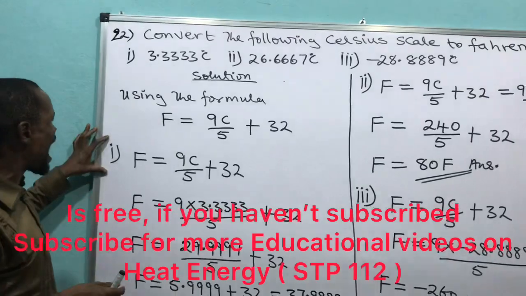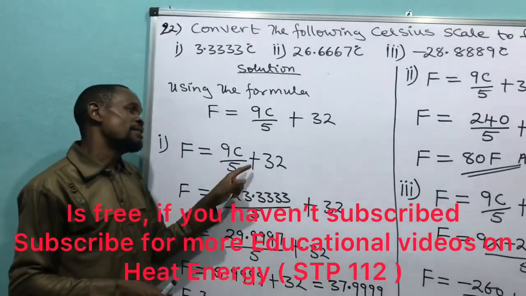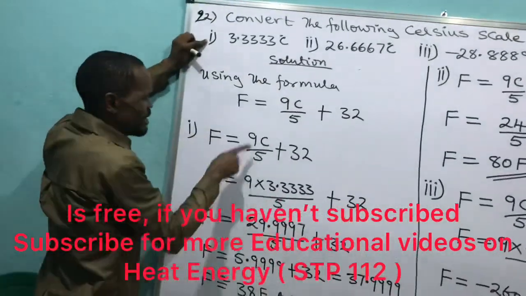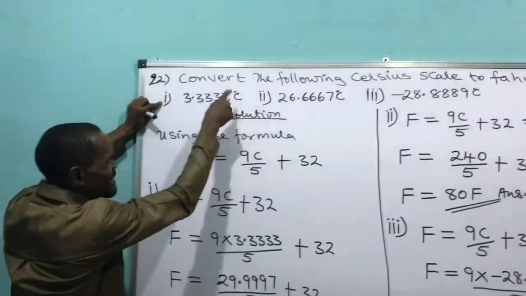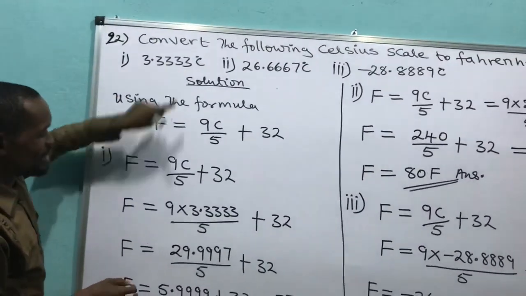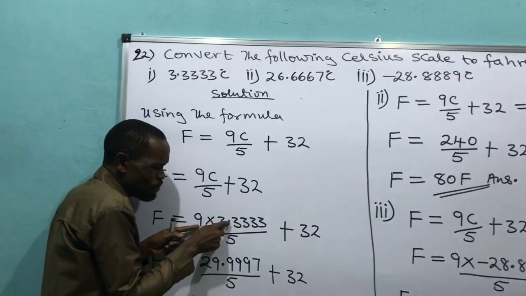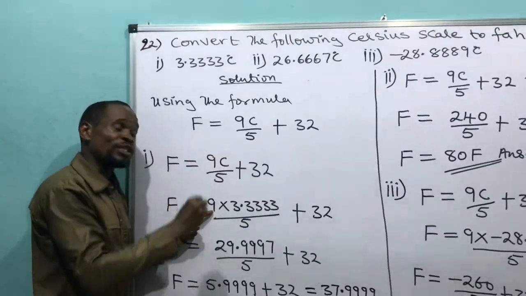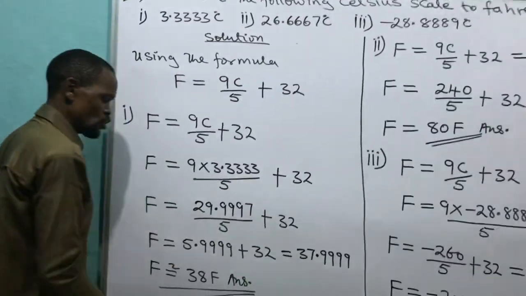Then I come over here, the first question. F equals 9 times C over 5 plus 32. In question number 1, this is in degrees Celsius. That means this C represents 3.3333 Celsius. So I will remove this C and put 3.333. Look at it here. I have removed C and put this. Now it becomes 9 times 3.3333. That's the value I get in degrees Celsius. Then multiply by 9 divided by 5 plus 32. And that's what I did.